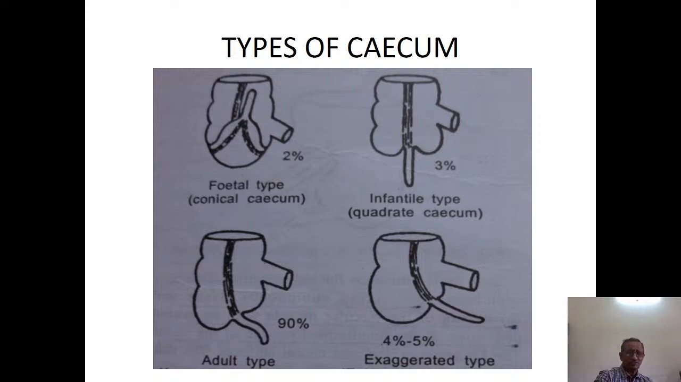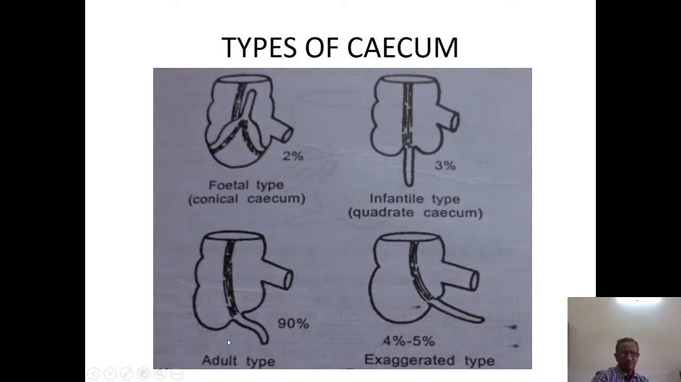Here the first one is the fetal type, wherein the tip of the cecum is continuing as the appendix. This is fetal type, which is only seen in 2%. And infantile type, wherein the base of the cecum is broad and there is a depression in the center, and from that depression the appendix is coming out, and we are calling it the infantile type.